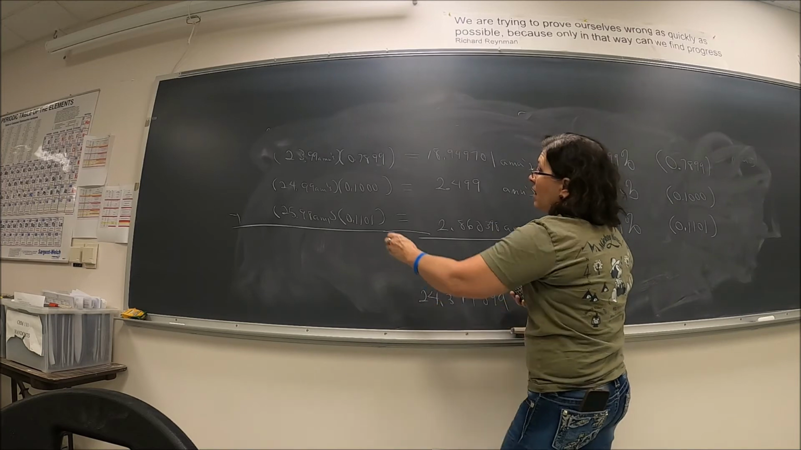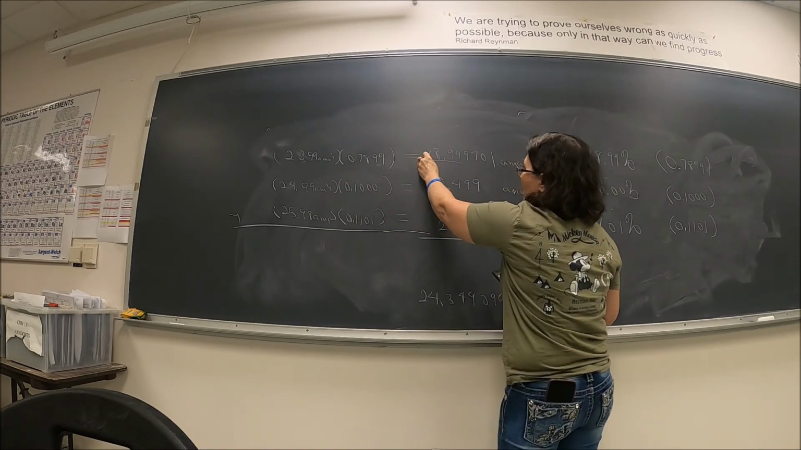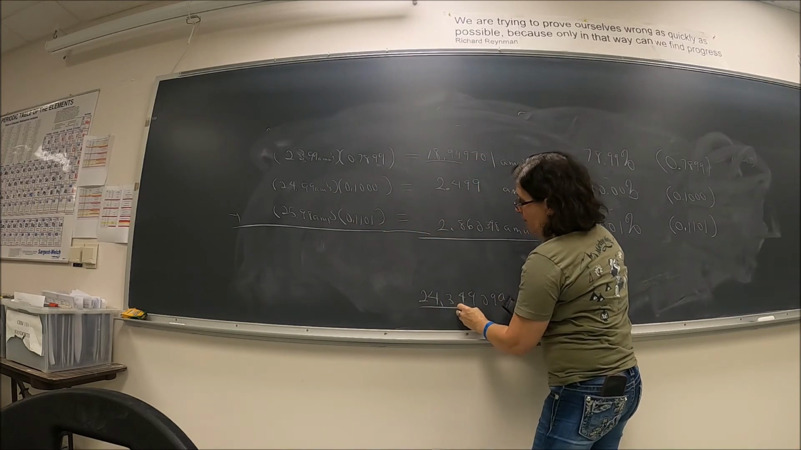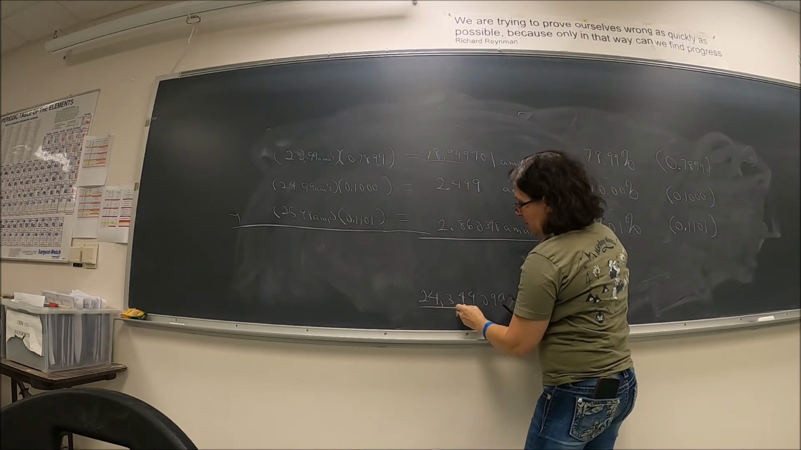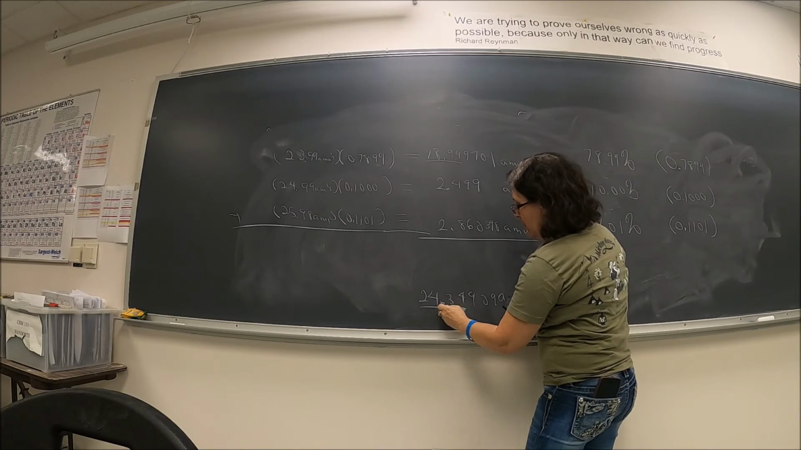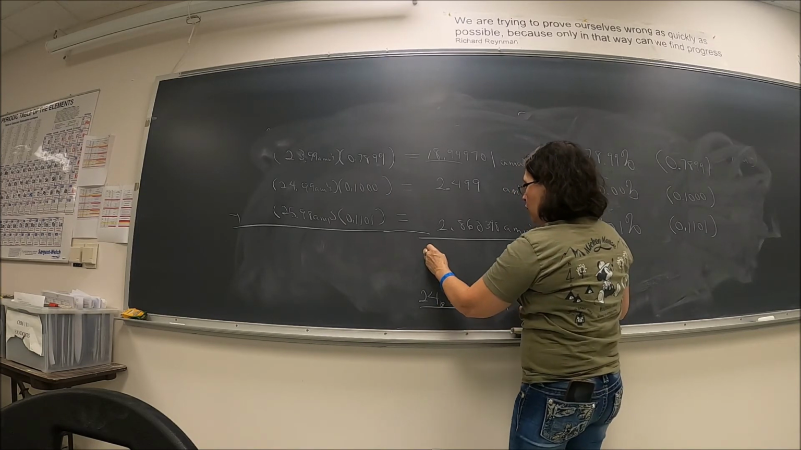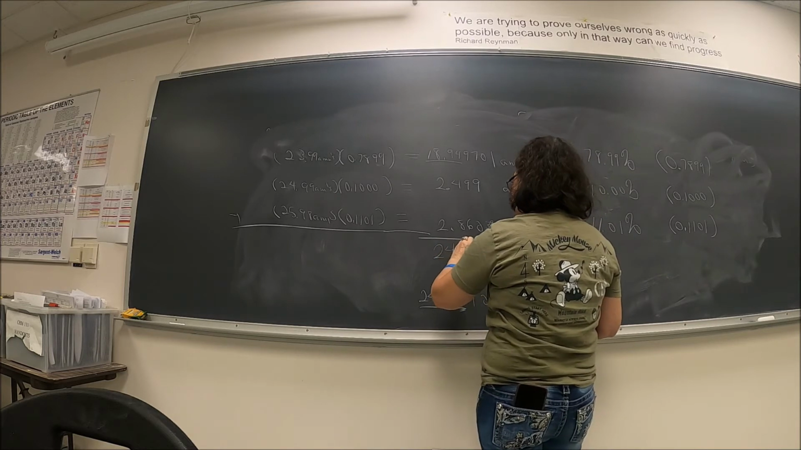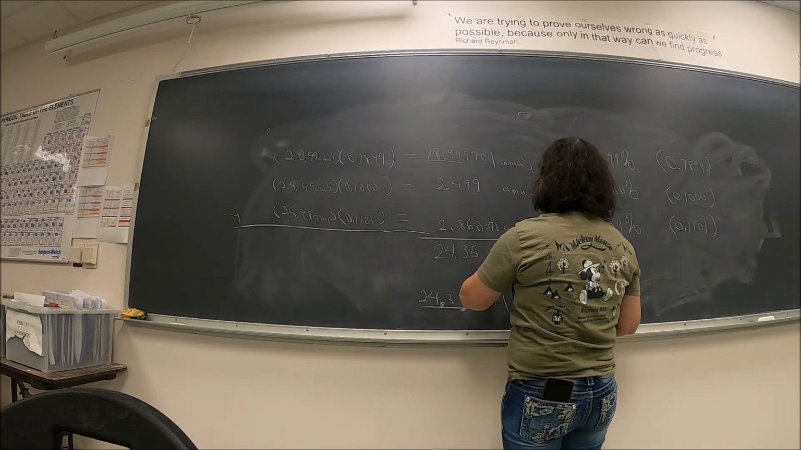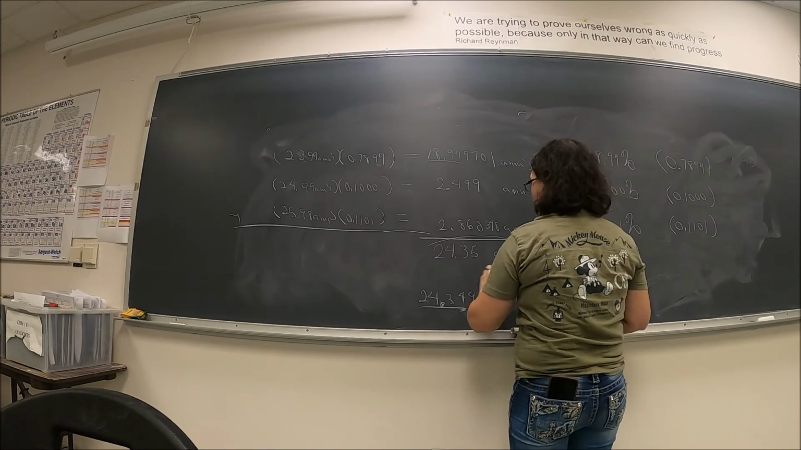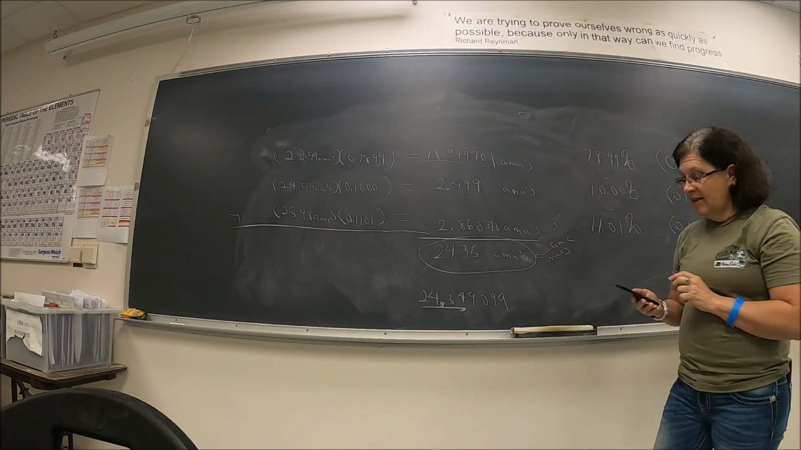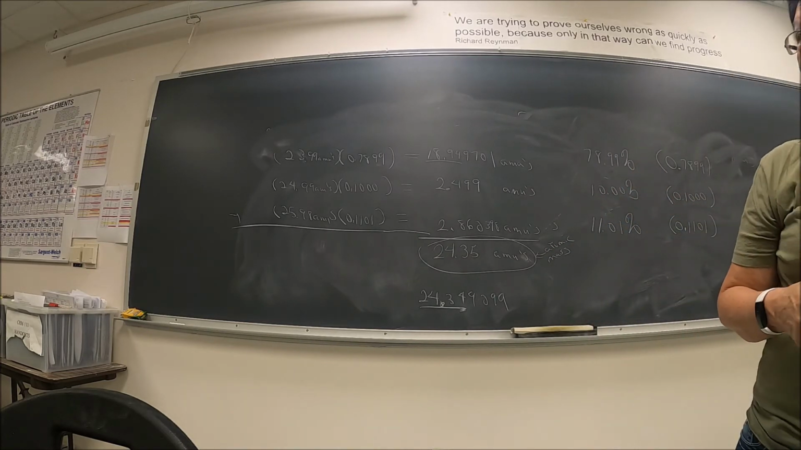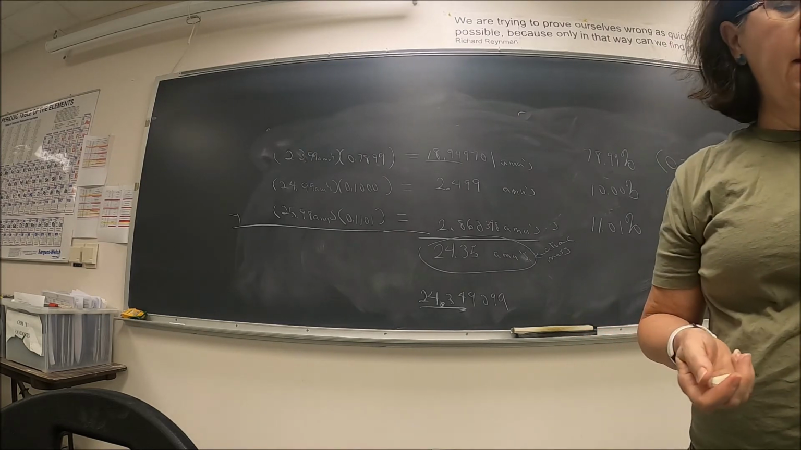24.349099. Now, when I do this, I'm limited to 4 significant figures. So when I add, I'm going to have to end in the hundredths place. So that puts me right there. So I'm going to report 24.35 AMUs. And this is the atomic mass. It's an average mass of atoms of that element based on relative abundance.